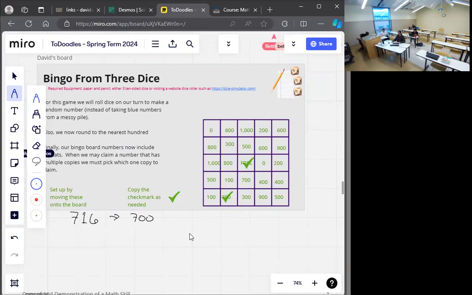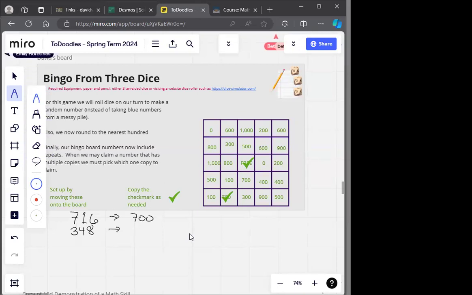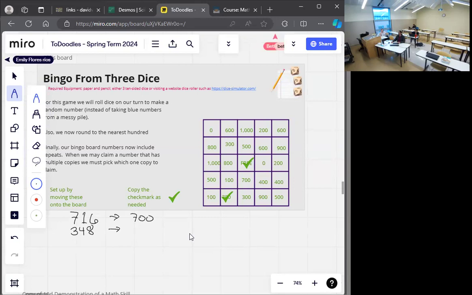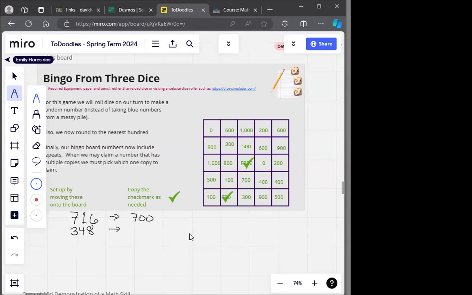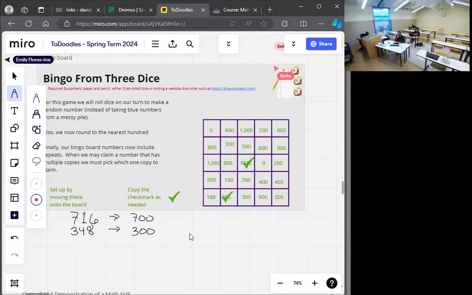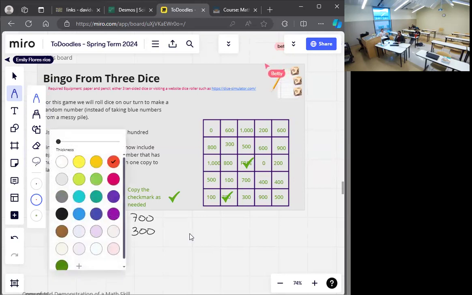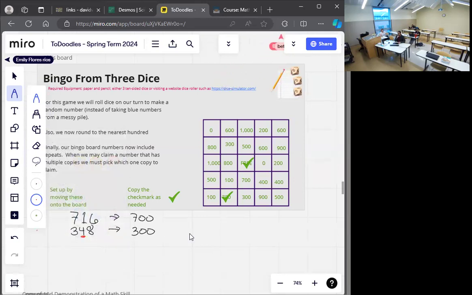What's the next number? 348. How would that round to the nearest hundred? 300. So the 4 isn't big enough to make the 3 go up.